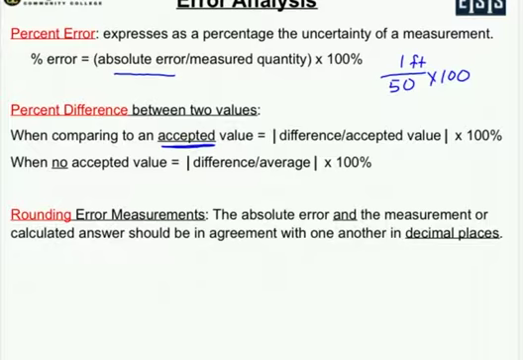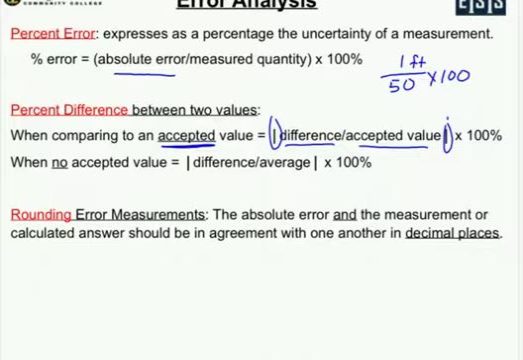So if you have an accepted value, then your percent difference is you take the difference between the two numbers and you divide it by the accepted value. This term here, you take the absolute value of that. So whether it's a minus or a plus value, you just use the plus term and multiply it by 100.